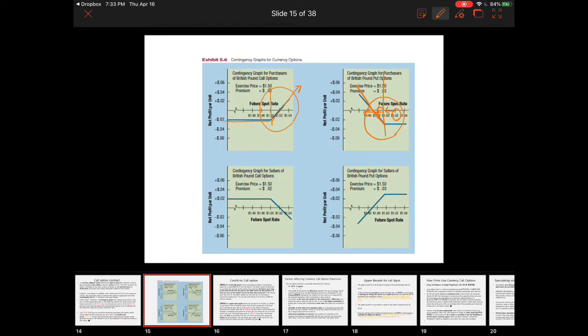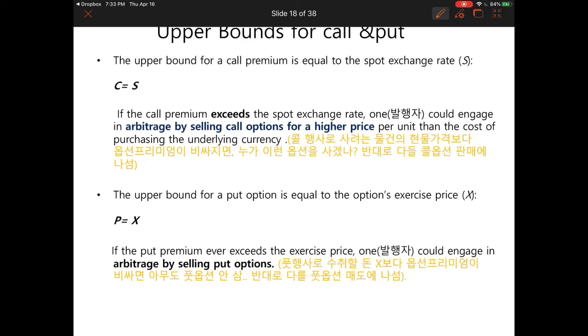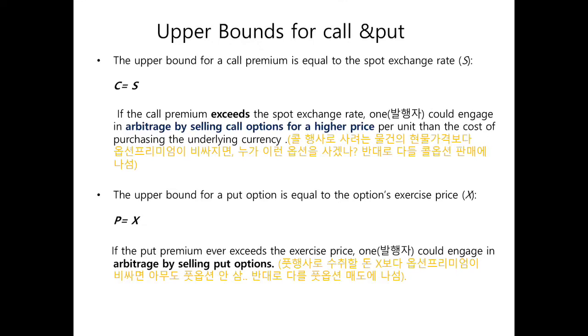And I want to go to page 18. Let me expand it. Here is the upper bound for call and put options. The upper bound for the call option premium is the spot price. On the other hand, the upper bound for the put option premium is the exercise price. These two are different, but both make sense.